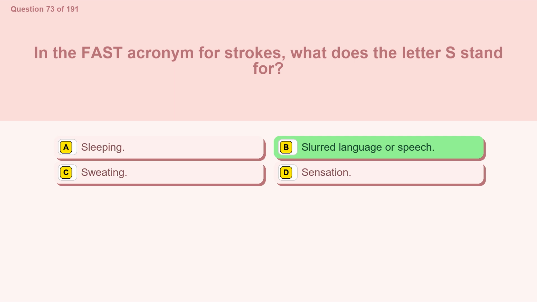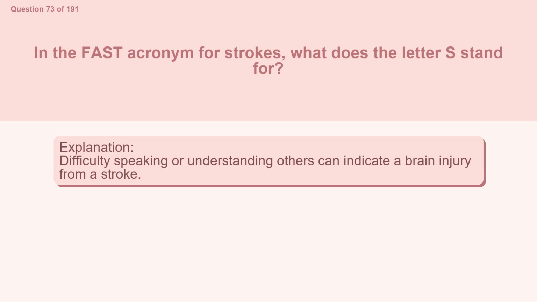The correct answer is option B, slurred language or speech. Difficulty speaking or understanding others can indicate a brain injury from a stroke.